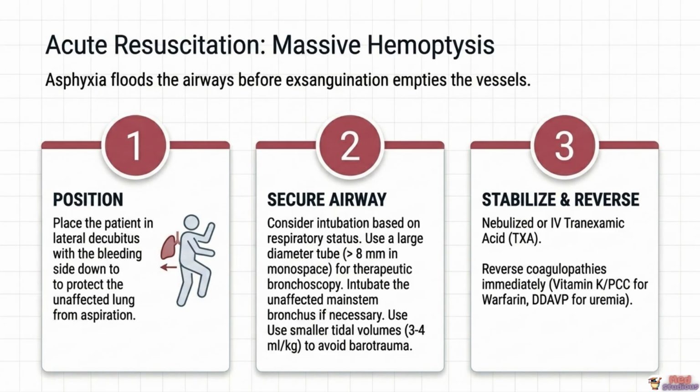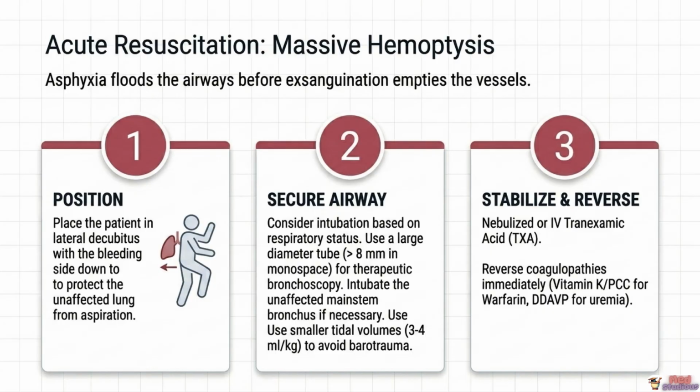Step 2, secure the airway. Consider early intubation based on respiratory status. Use an endotracheal tube larger than 8 millimeters in internal diameter to allow passage of a therapeutic bronchoscope. If the bleeding side is known, selectively intubate the contralateral main stem bronchus to isolate and protect the healthy lung. Use smaller tidal volumes, 3 to 4 milliliters per kilogram, to minimize barotrauma.